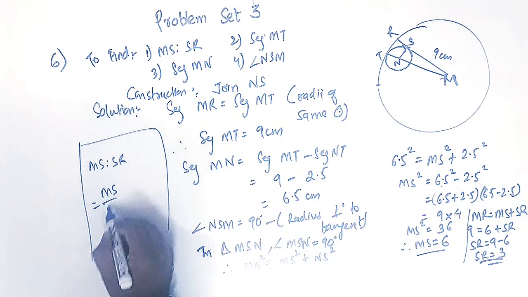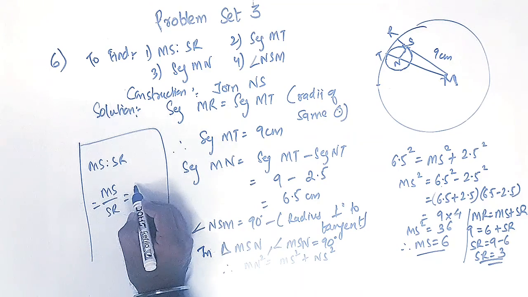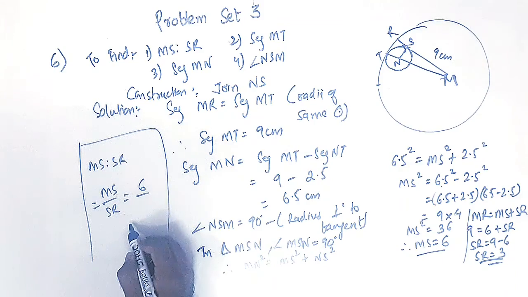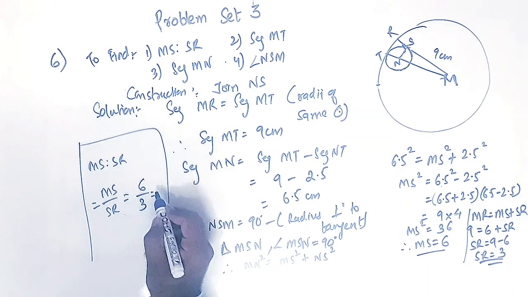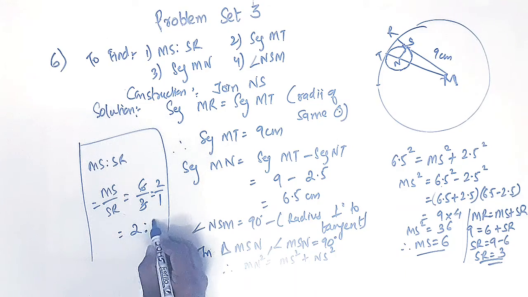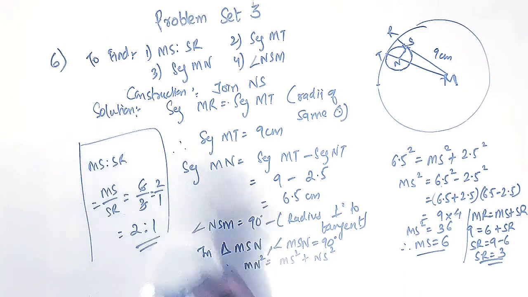MS upon SR is equal to, MS is 6, SR is 3, so it is 2 upon 1. So that is equal to 2 is to 1. 3 ones are 3, 2 threes are 6. So your answer is 2 is to 1.